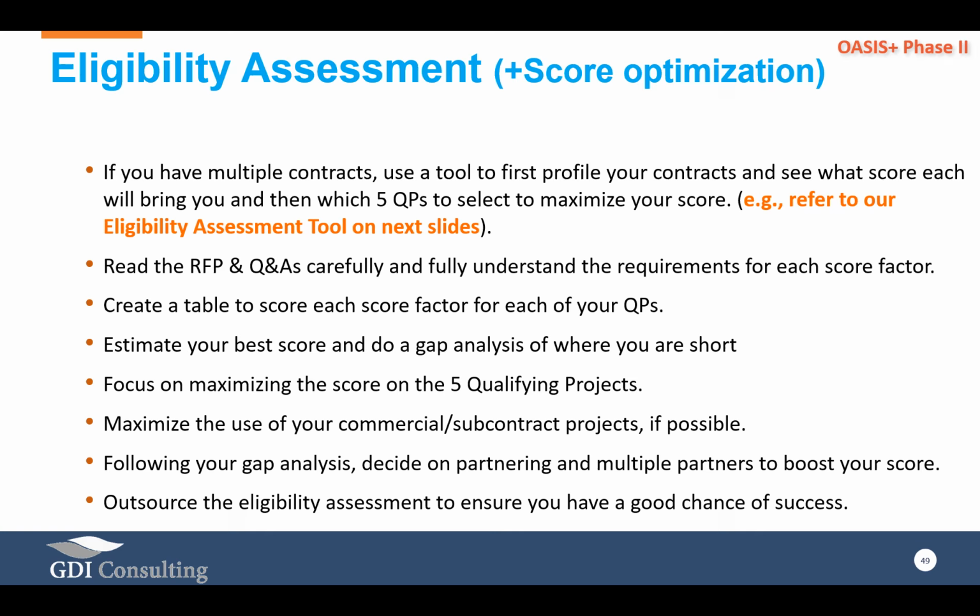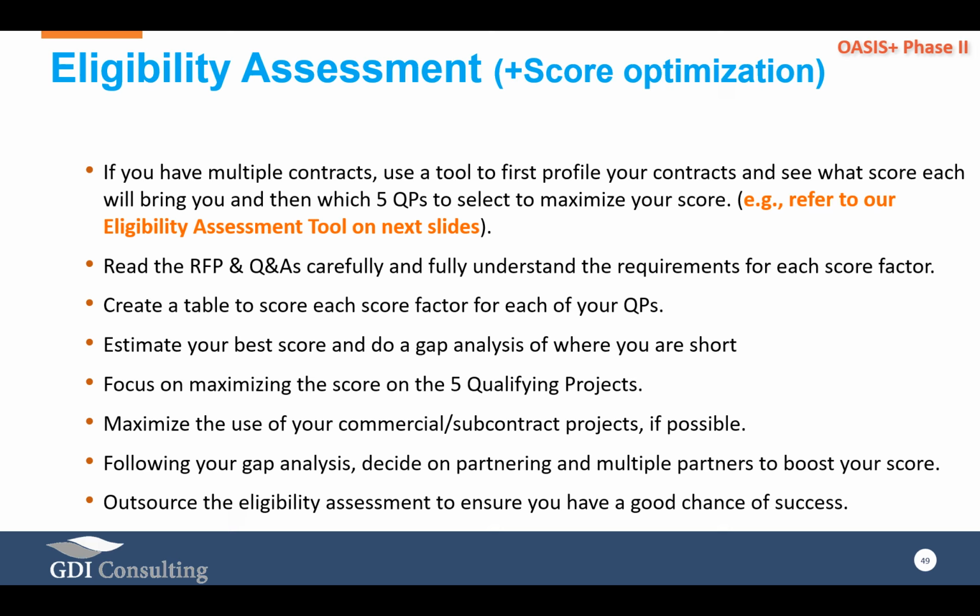To do that, you need to read the RFP and the Q&As, usually the previous Q&As and the latest RFP documents for the original OASIS+ carefully and fully understand the requirements for each score factor. You must create a table to score each score factor for each of your QPs. Then estimate your best score and do a gap analysis of where you're short.